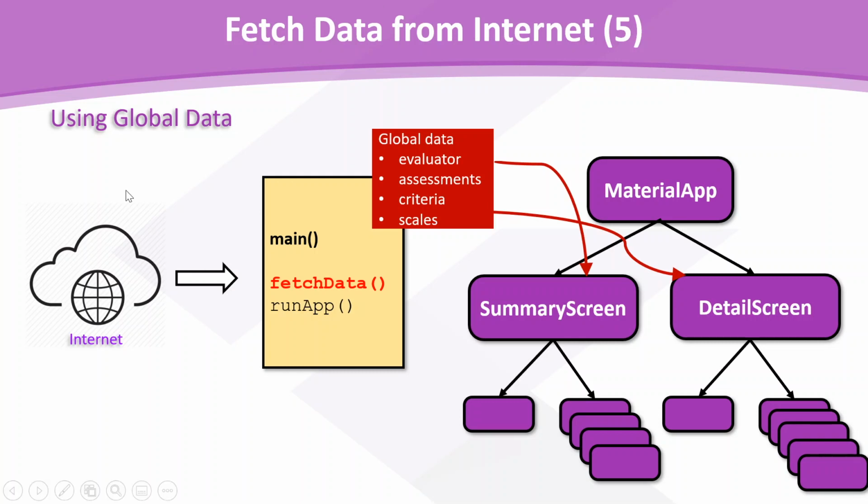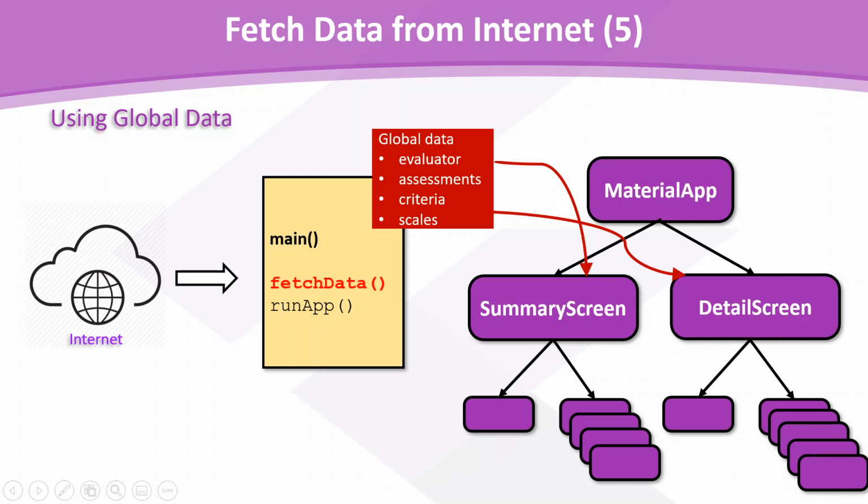Just now what we did is basically this one, fetching on main, and the fetch data function is storing the data as global data. So the summary screen is accessing from the global data, and the same goes for details. Details needs access to criteria and cells. Summary needs the evaluator and assessment names. And later on, when the user clicks on one of the list items, it also sends a particular assessment to the details screen.